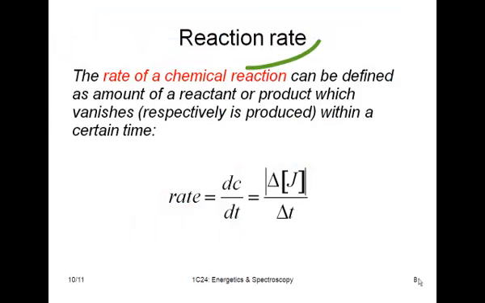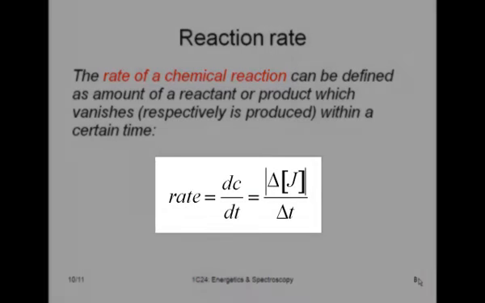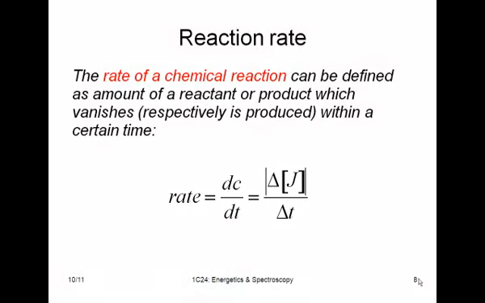When we talk about reaction rates, the rate of a chemical reaction can be defined as the amount of reactant that vanishes or the amount of product that is produced as a function of time. So we start our reaction and we can measure as a function of time the concentration of either the reactant or the product, and this is defined as delta of the concentration over dt, or in the infinitesimal limit it's dc/dt, where dc is the small change in concentration and dt is the change in time.